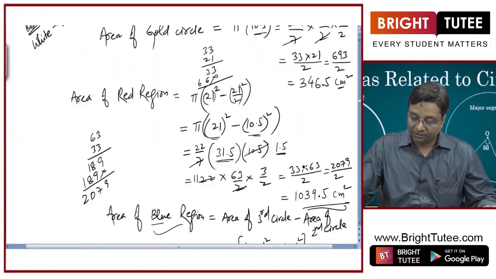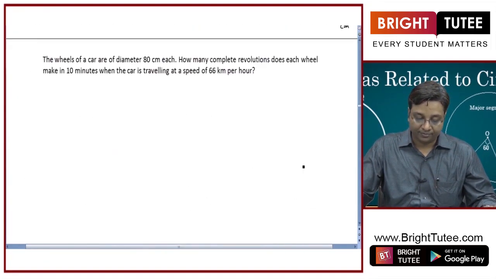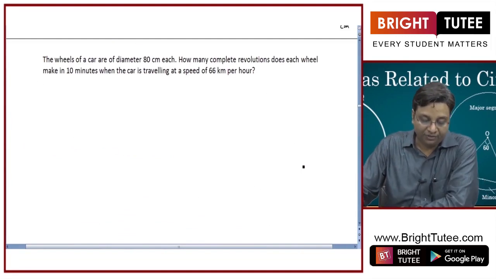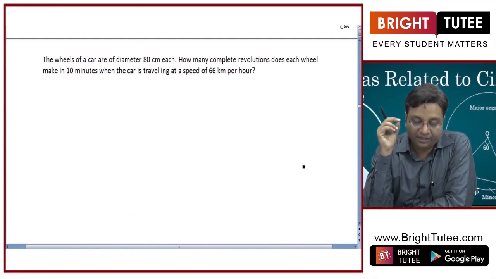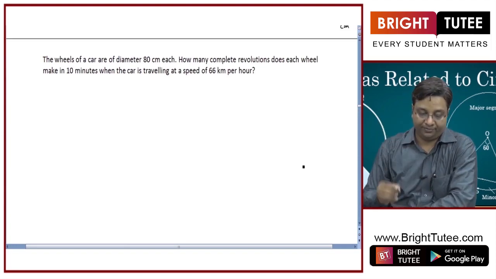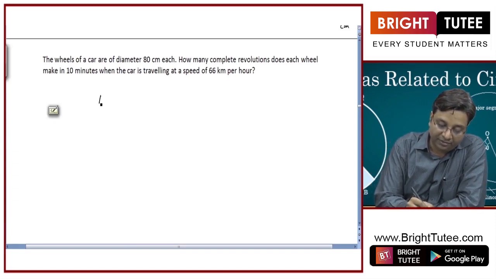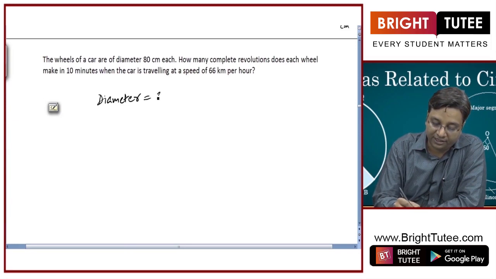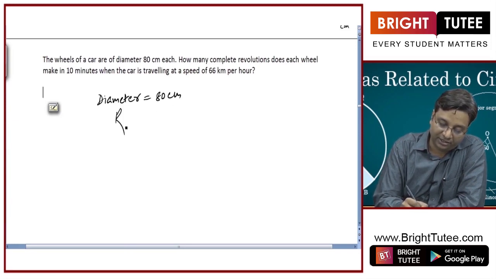Let's move to the next question. Okay, the wheels of a car are of diameter 80 centimeter each. How many complete revolutions does each wheel make in 10 minutes when the car is traveling at a speed of 66 km per hour? Now, the diameter of the wheel is given as 80 centimeter. So, what will be its radius?